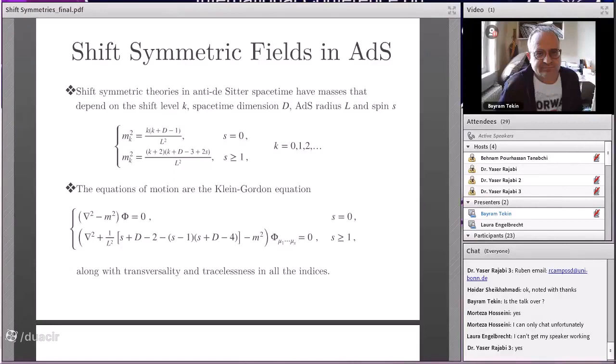And then for the spinning fields, it looks like that there. These free theories have equations of motion that are the Klein-Gordon equations, which for the scalar field takes the usual form, and then this is what it looks like for the spinning field. And then you also have the constraints of transversality and tracelessness on all the indices.